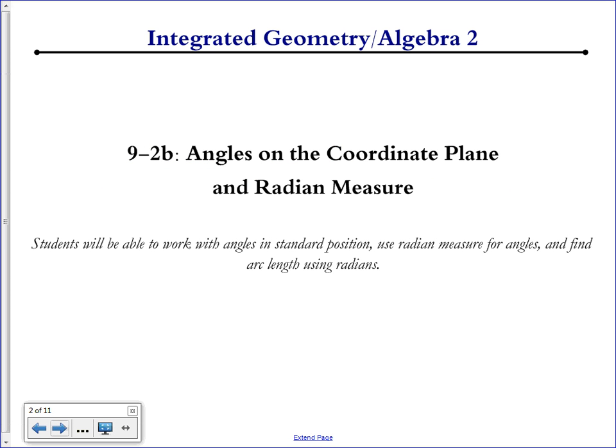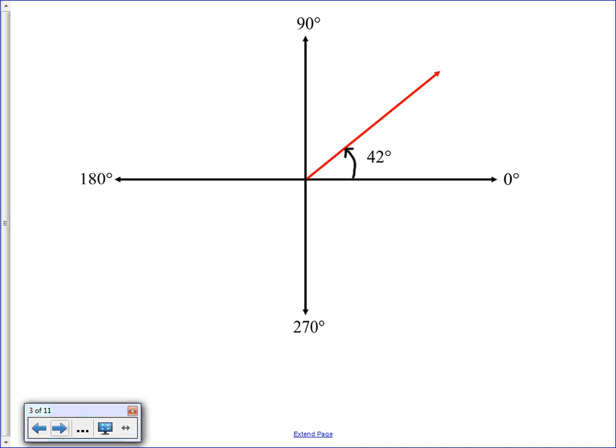So this lesson is going to be about angles on the coordinate plane and radian measure, which is a different way of measuring angles. I want to start with the basic concept of what an angle looks like on a coordinate plane. So here you have a basic coordinate plane drawn, but instead of labeling our axes with x and y, we're labeling what we normally think of as the positive x-axis with a 0 degrees.